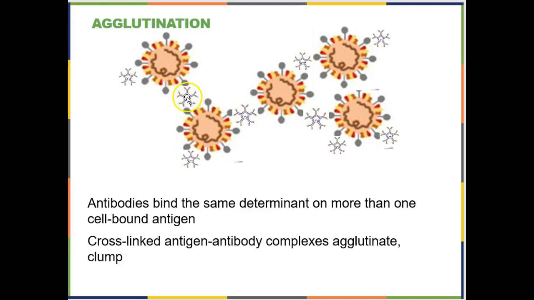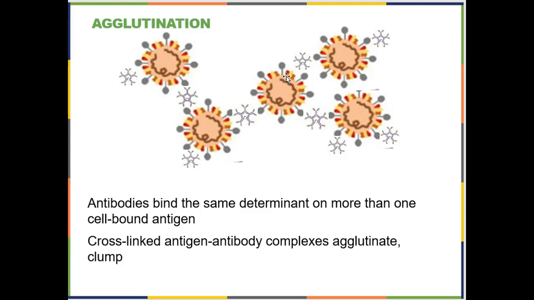One antibody can stick 2 viruses together, and then if you have more than 1 antibody on a single virus, it can link all of these 3 together. So you get great big cross-linked clumps of cell-bound antigens, whether you're talking about a bad blood transfusion, a clump of viruses, or a clump of bacteria. They're all clumped together, right?